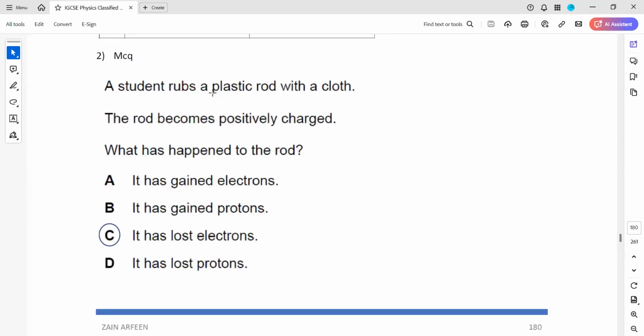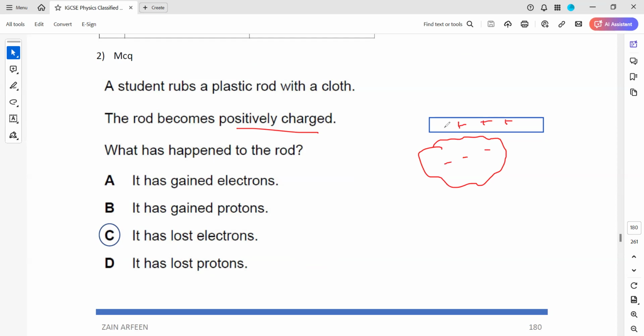Clear. In question 2, a student rubs a plastic rod with a cloth. For example, if this is a plastic rod and the student rubs it with a cloth, the rod becomes positively charged. So this rod becomes positively charged. So if the rod becomes positive, the cloth will become negative. So what happened to the rod?